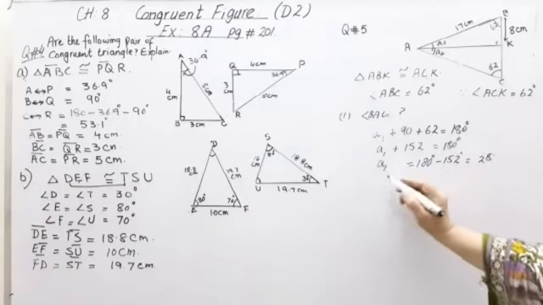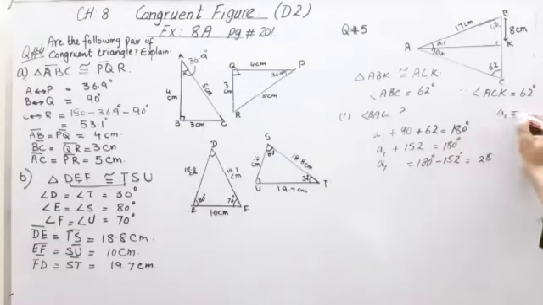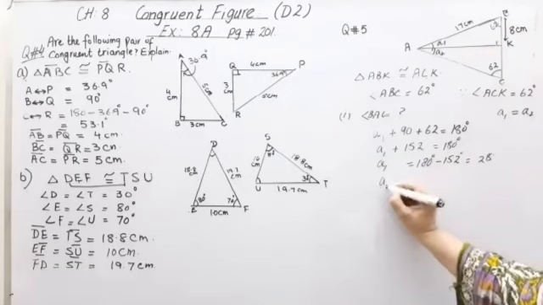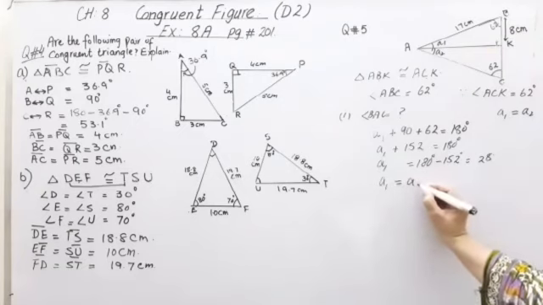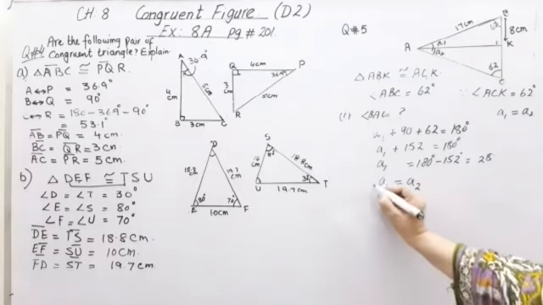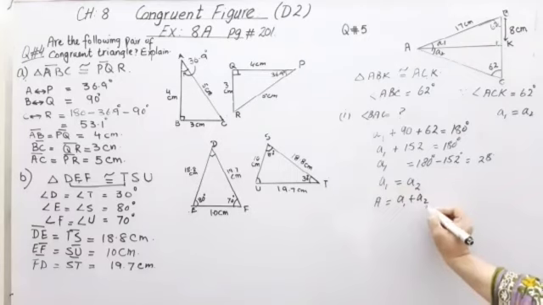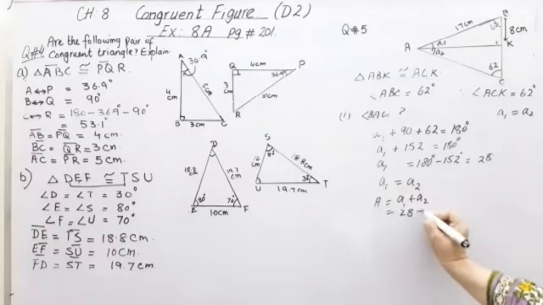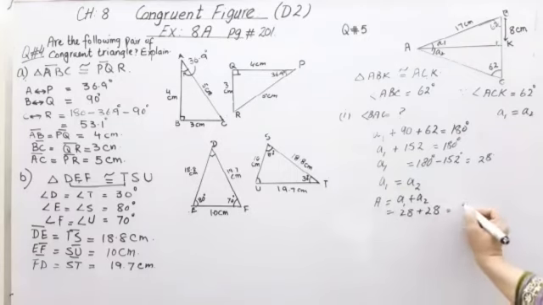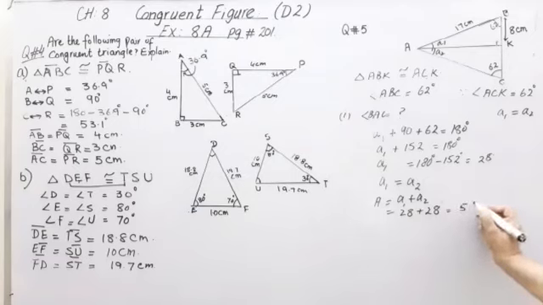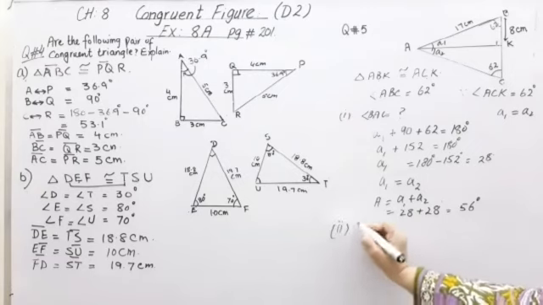But A1 is equal to A2 because their vertices are the same. So A has two values, A1 and A2. If A1 is 28, A2 is also 28. So A is equal to A1 plus A2. It means 28 plus 28, 56 degrees.